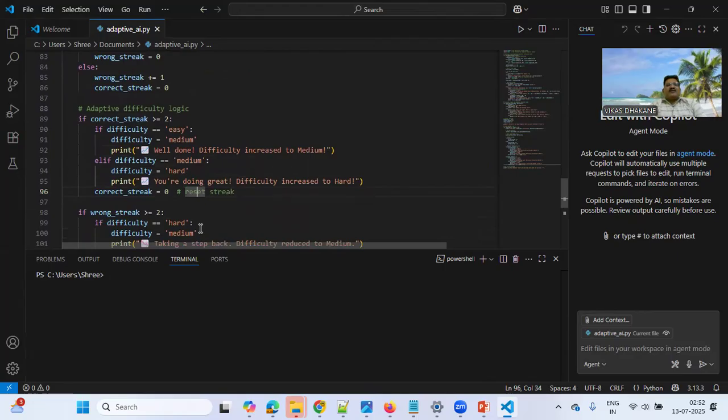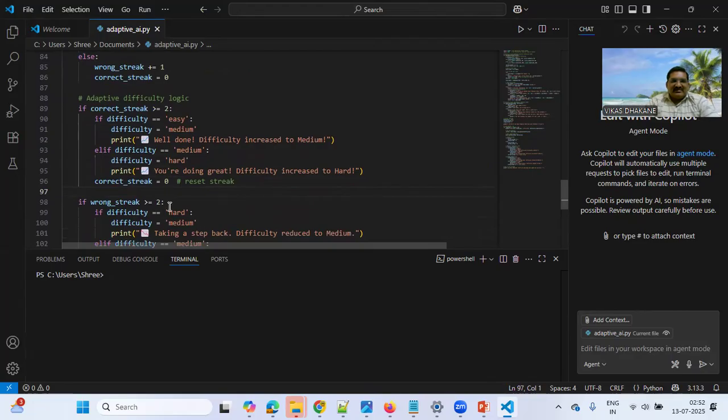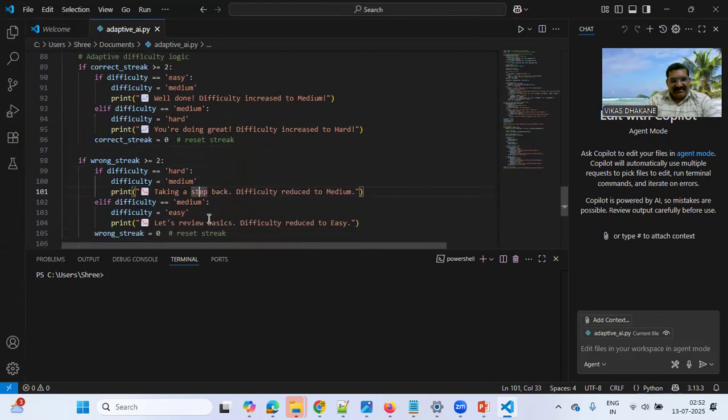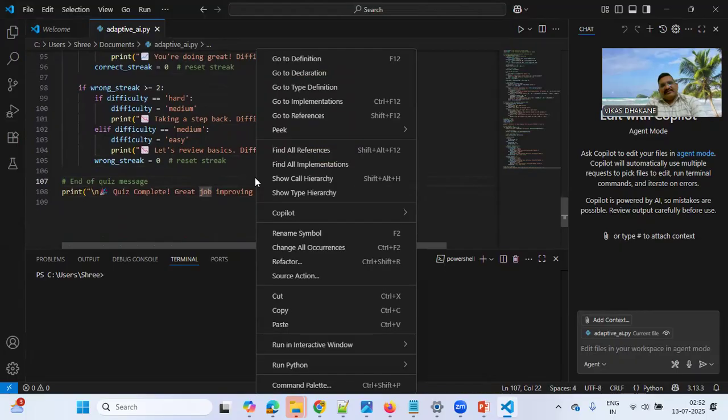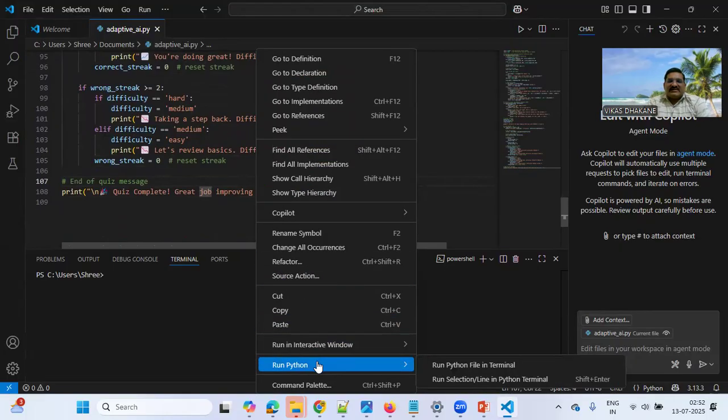If the learner gives the first answer incorrect, second answer incorrect, then it means the number of wrong streaks is greater than or equal to two. It means the level of difficulty will be decreased from hard to medium, medium to easy. So that code is written here. So let's run this and understand whatever theoretical concept we have discussed. The same concept you will easily get from this Python code example.